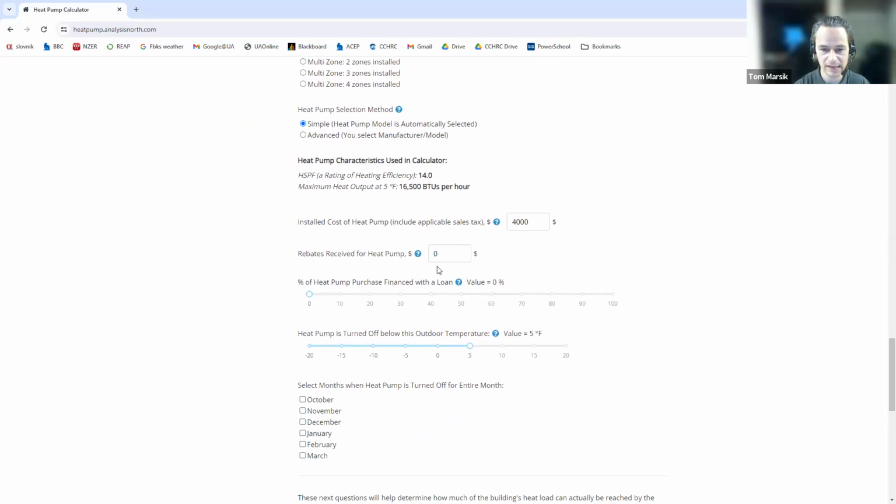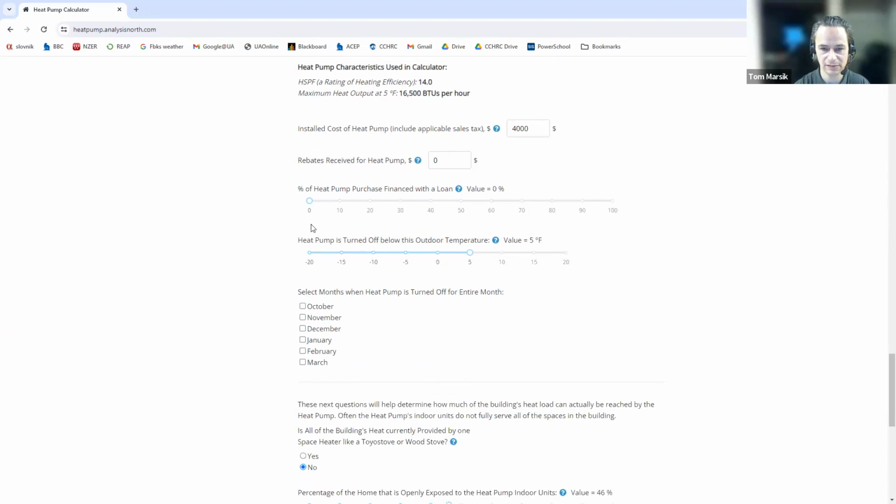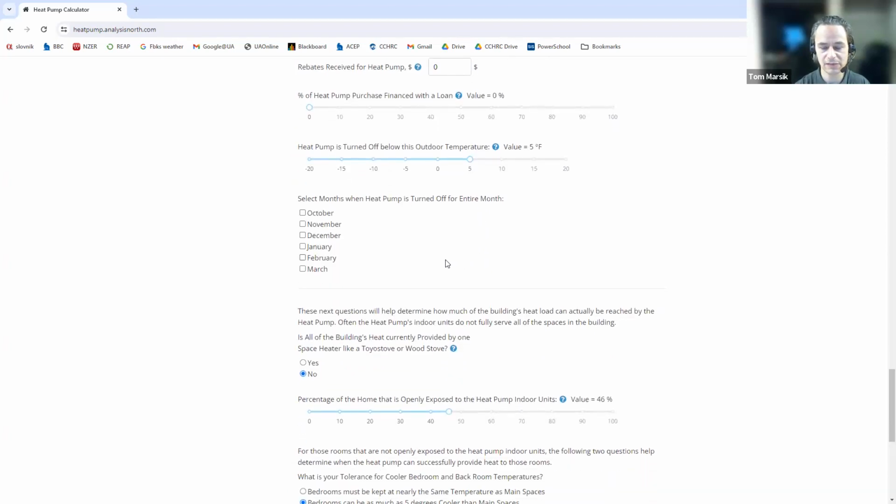Let's assume no rebates. Let's assume no financing. Let's assume the heat pump is turned off below 5 degrees Fahrenheit. Again, I'm going with the defaults here. You can play with it and use different values. Some people, just to keep it simple, turn it off for the winter, so you could choose to model that scenario here. I'm going to go with the defaults, which is the heat pump is on, but we will turn it off when it's below 5 degrees Fahrenheit outside.